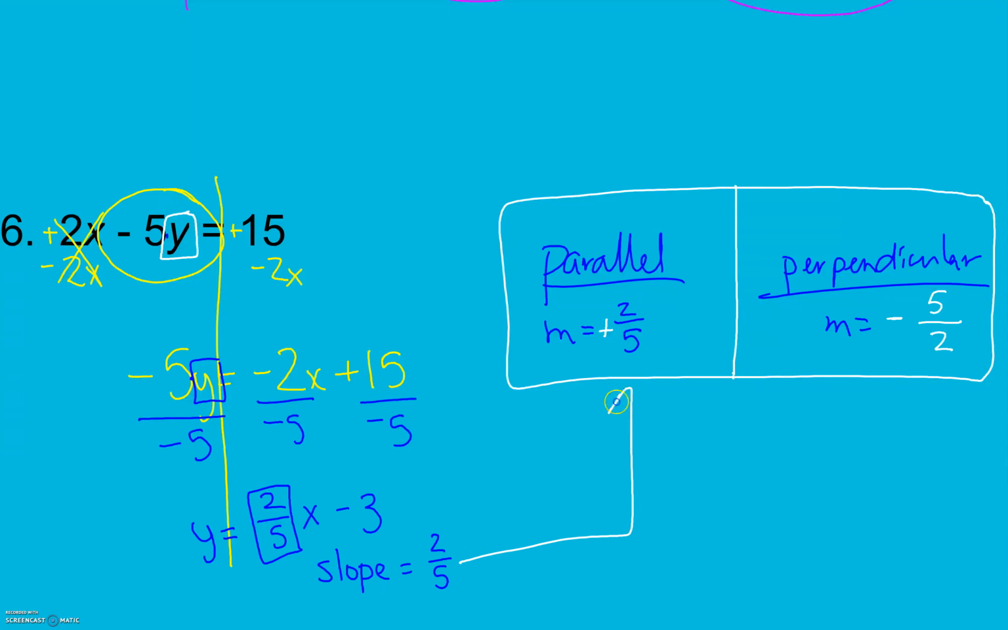And again, parallel lines have the same slope, perpendicular have opposite reciprocals. And that's all I have for section 8.5.